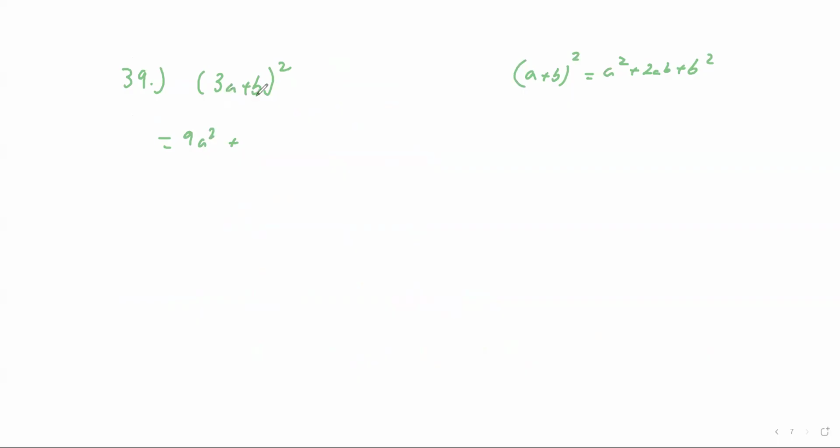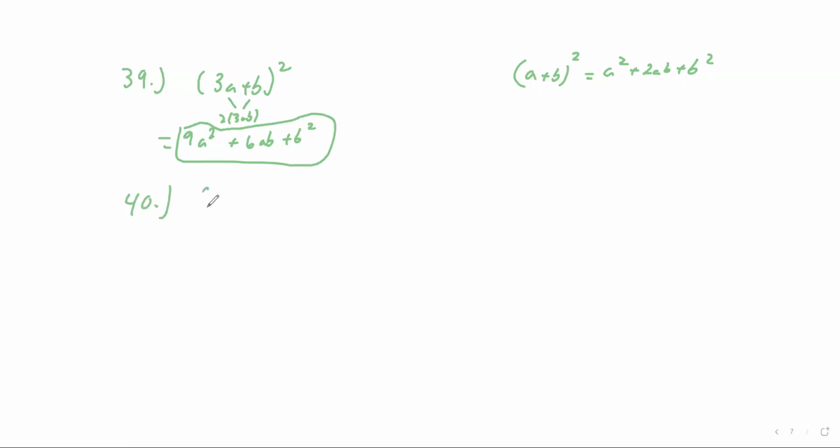So 3a times b would give me 3ab, and then 2 times that would give me 6ab. That's how I did that. Multiplied it and then multiplied by 2, and I got that middle term. And then the b term squared would just be b squared. So I instantly got my answer without having to fold it out. So those are some of those specials.